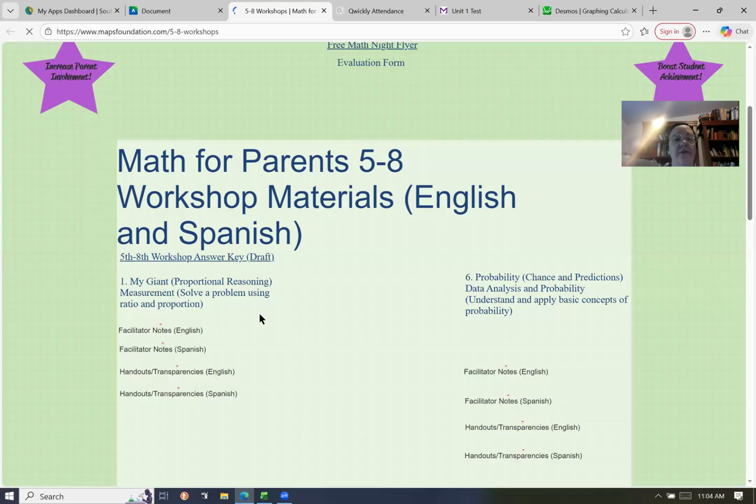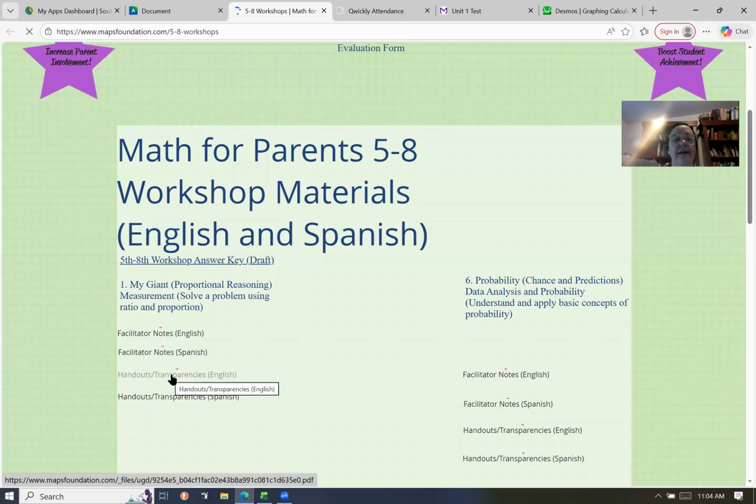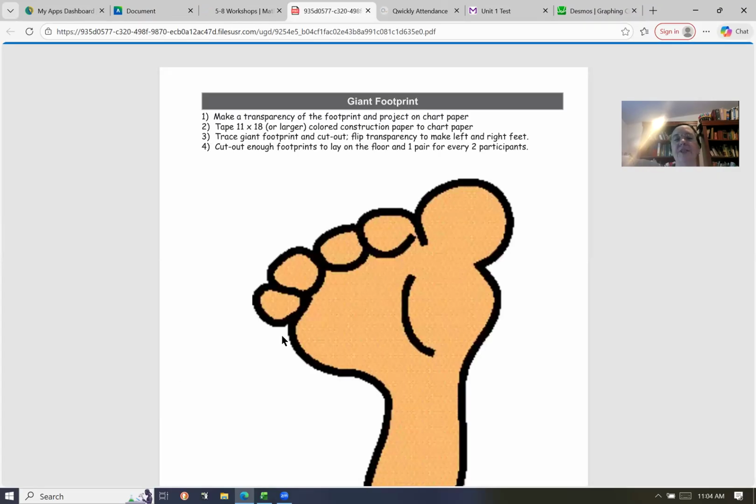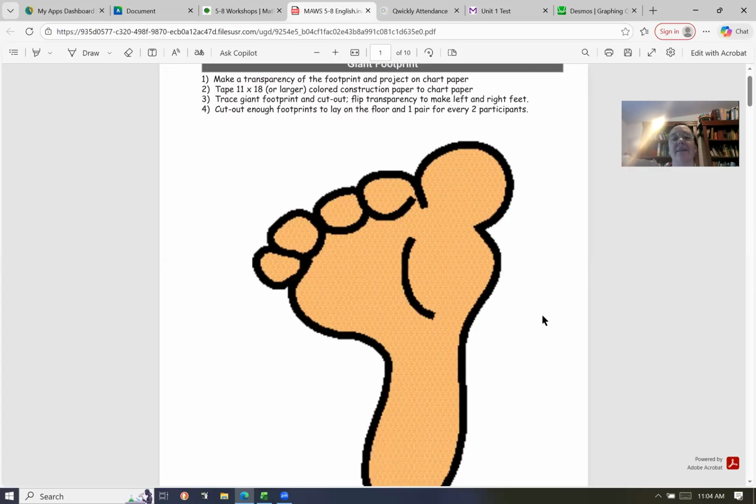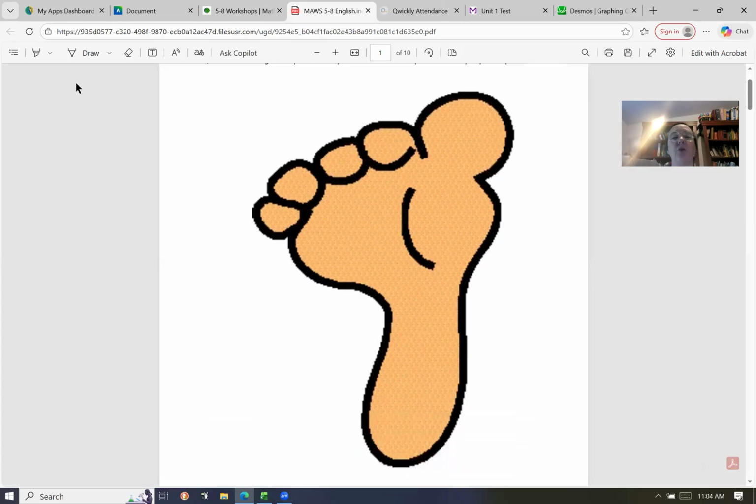And if we click on the handouts, here's a picture of the giant's footprint. Now notice, we've already been told that this foot is 18 inches total. The abbreviation for inches is just 2 slashes like that.